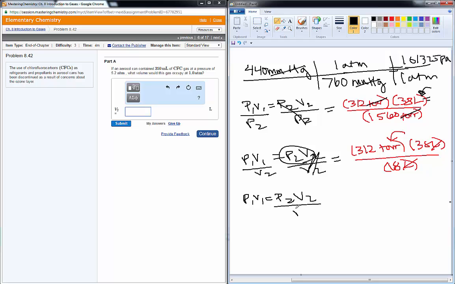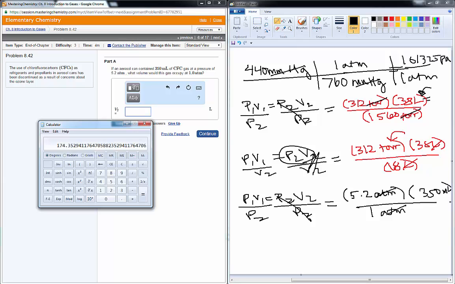And I'm solving for V2, so I divide both sides by P2. V2 is P1, which is pressure 1, 5.2 atmospheres was my original, times my original volume, in this case 350 milliliters, divided by my final pressure, which in this case is 1 atmosphere. My atmospheres cancel. If I plug this into my calculator, 5.2 atmospheres times 350 milliliters divided by 1 atmosphere gives me 1820 milliliters. Those are the units they left me with here.